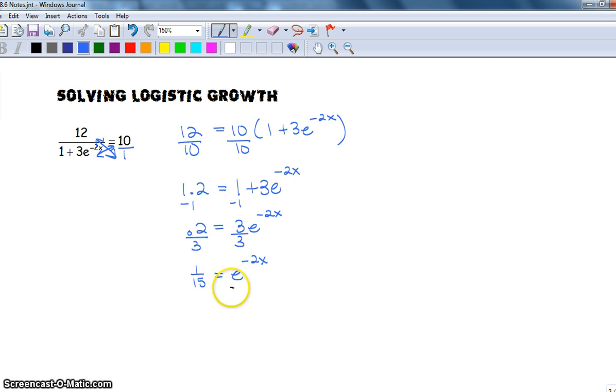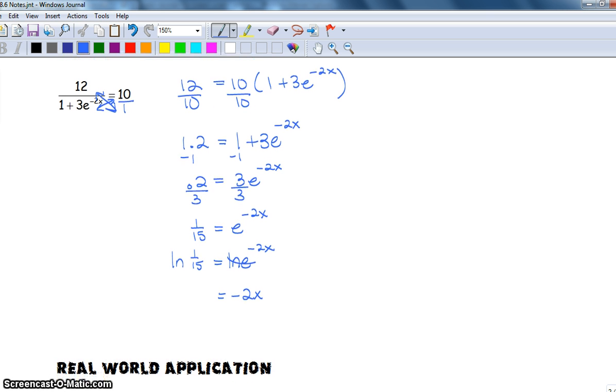So now I've got my piece isolated that has the exponential variable. Now I want to get rid of e. To get rid of e, I take the natural log. The natural log of e cancels, leaving me with a negative 2x. So since I took the natural log of that side, I have to take the natural log of this side. When you're solving, you don't have to worry about expanding, condensing, just use what you have. So I've got the natural log of 1/15.